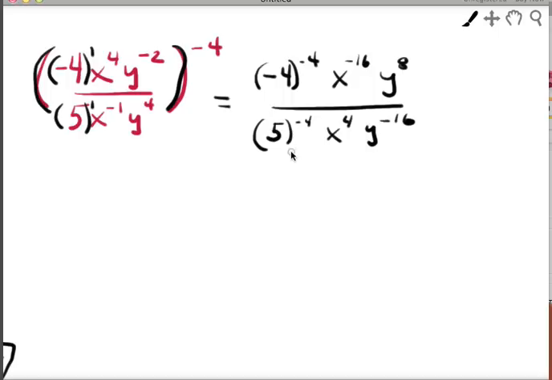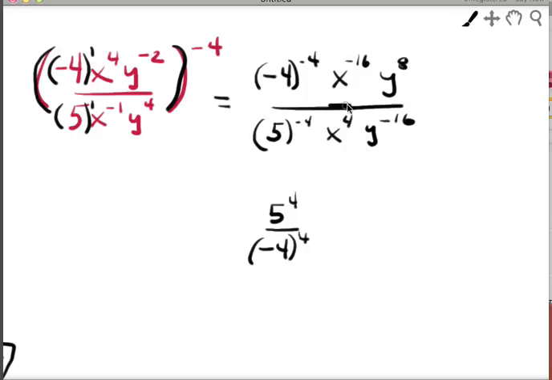Now, since these exponents here on the numbers are negative, I'm going to go ahead and change the story of these numbers. The 5 is going to come on top, and the negative 4 is going to go to a positive 4. The negative 4 is going to go on the bottom, and the negative 4 is going to go to a positive 4. Now, in terms of the x's here, the bases are the same.